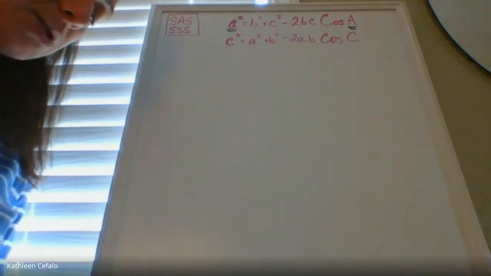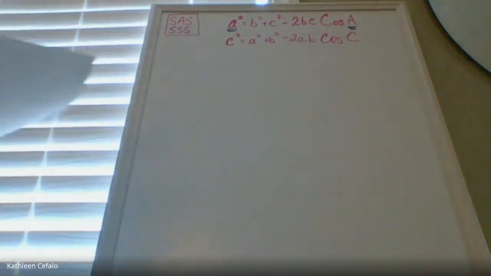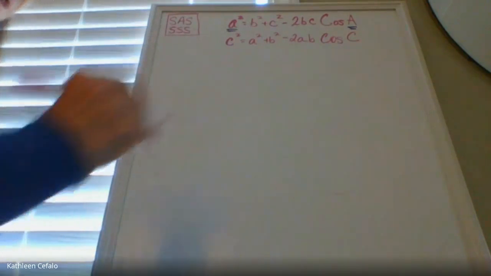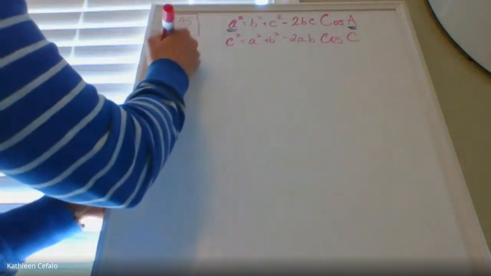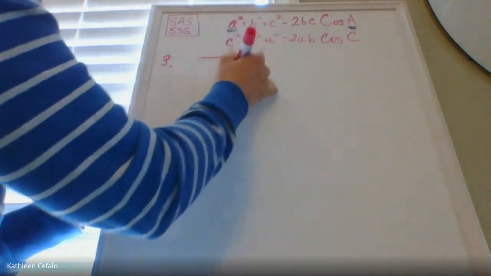Okay. So number 3, we have a rhombus. And so now this is going to mean we have to remember some rhombus properties. First off, a rhombus is basically a tilted square. A rhombus has all 4 sides being equal.